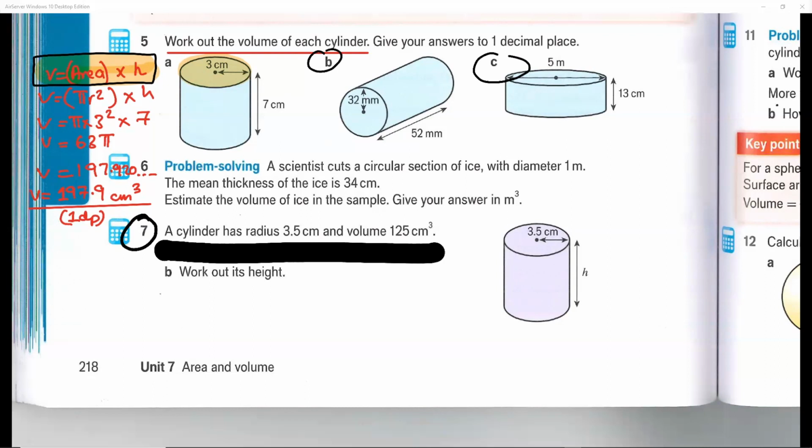Don't forget question C, you need to change the radius.